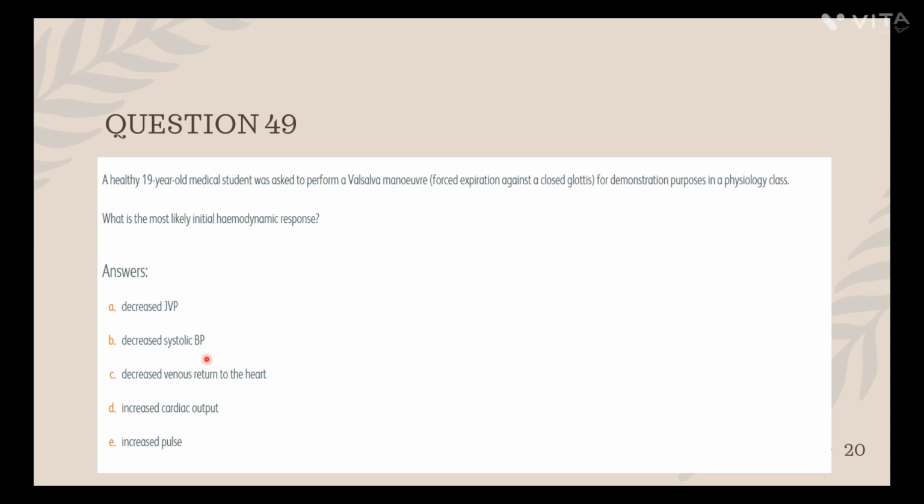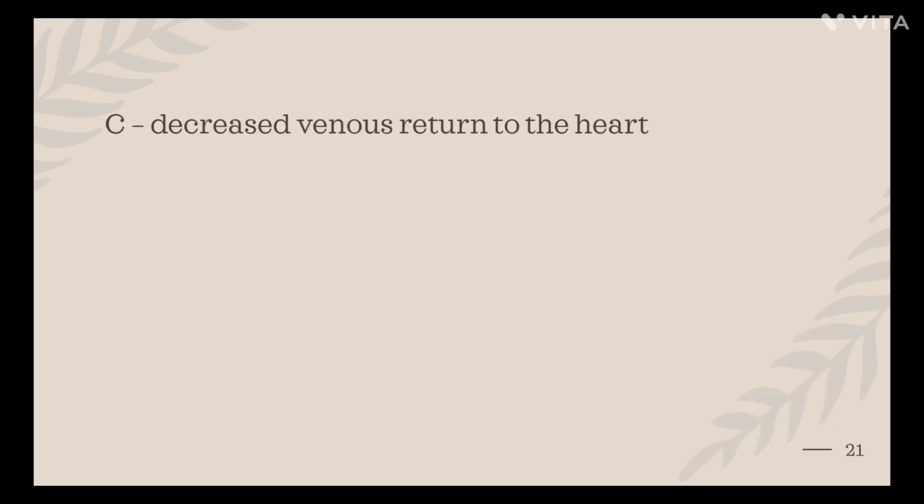So let's see what are the options. Decreased JVP, decreased systolic BP, decreased venous return to the heart, increased cardiac output, increased pulse. So as I told, increased intrathoracic pressure, decreased venous return to the heart. Straightforward question.